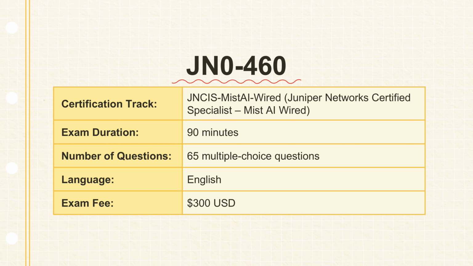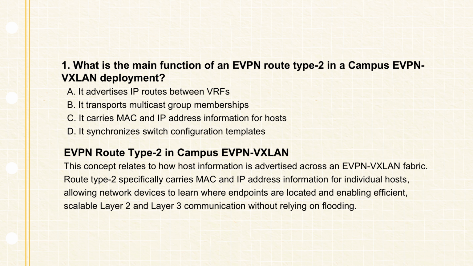Okay, so let's quickly cover the basics from the source. The exam itself, JN0-460, JNCIS-Mist AI Wired. 90 minutes, 65 multiple choice questions. Standard stuff. Right. English language, $300 USD fee. Yeah. Got it. That's the wrapper. But like you said, the content, the questions, that's where we see what's actually considered important. Agreed. Let's jump into that first practice question then.